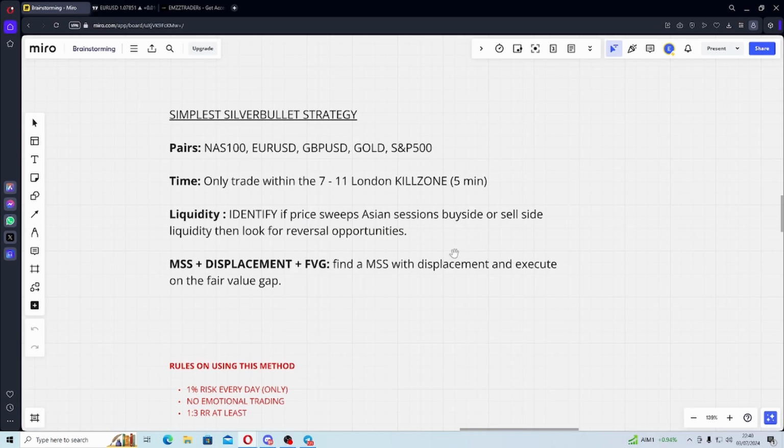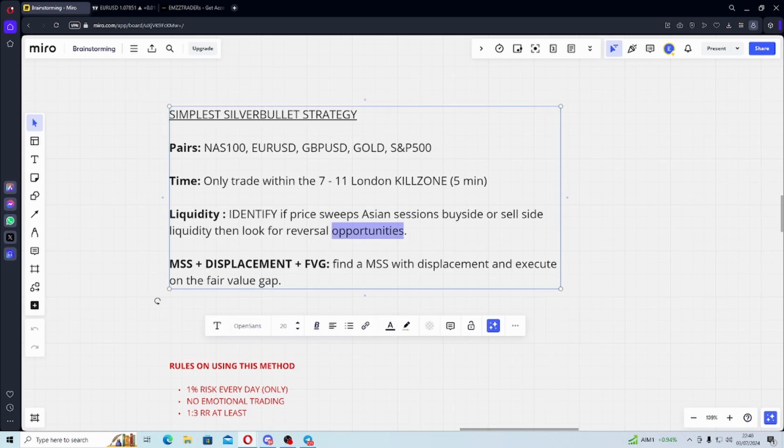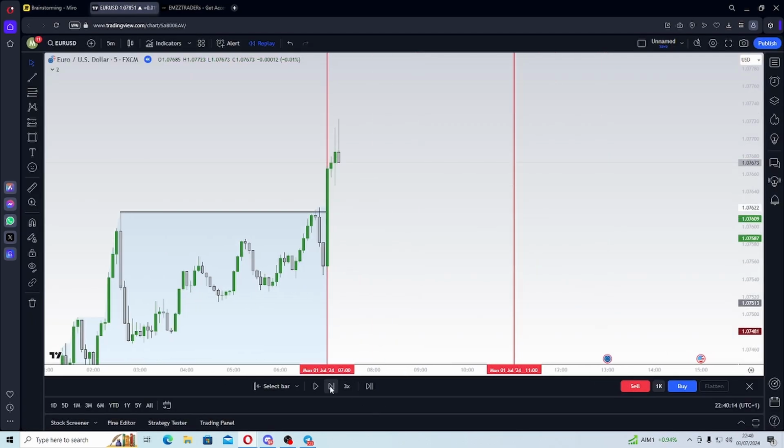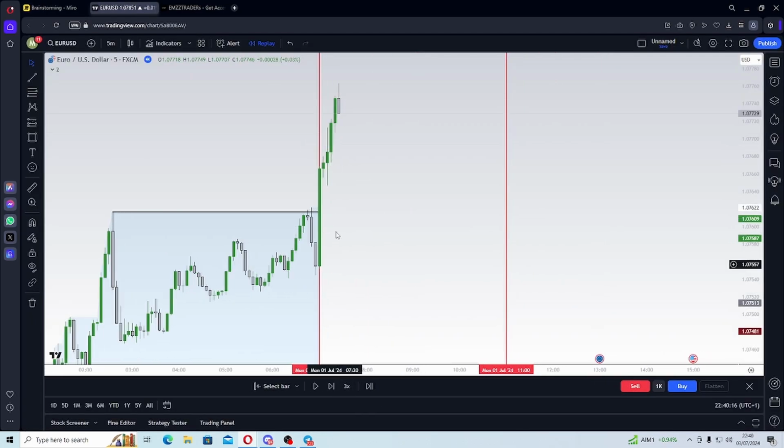So what we're going to be doing next, now we're going to be looking for the reversal opportunities, which is said right here. Okay, reversal opportunities. So if I play price forward, there we go. We can see a bit of rejection, and there we go. We have a rejection right there.